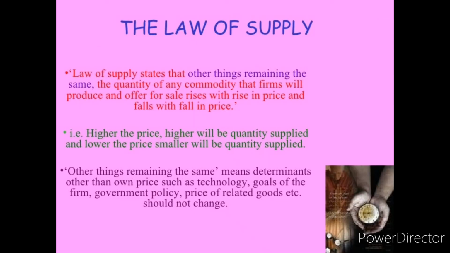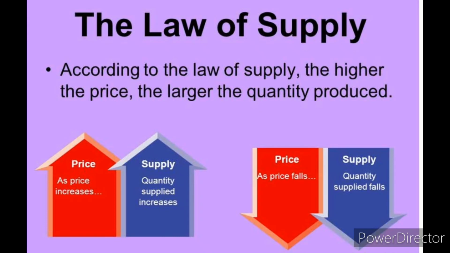The law of supply. The law of supply states that, other things remaining the same, the quantity of any commodity that firms will produce and offer for sale rises with a rise in price and falls with a fall in price. The higher the price, the higher the quantity supplied, and the lower the price, the smaller the quantity supplied. Other things remaining the same means determinants other than own price, such as technology, goals of the firm, government policy, price of related goods, etc., should not change.